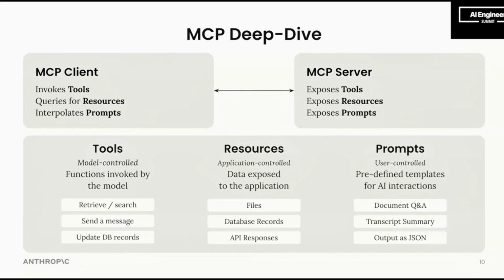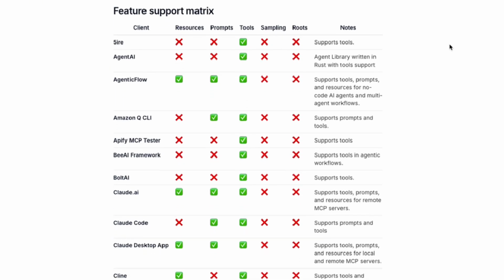Understanding these different distinctions is important, even though it might seem a bit confusing the first time. Tools are model controlled. This means the AI model decides when and how to use them during its reasoning process, so it's invoked by the LLM. Resources are application controlled. These are pieces of data or configuration exposed to your application. Prompts are user controlled. They allow users to provide specific instructions or context that guide the model's behavior.